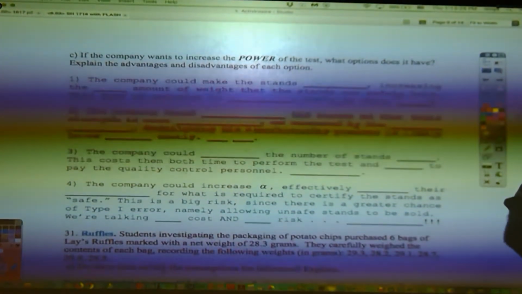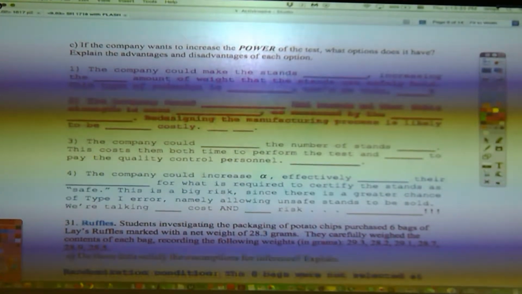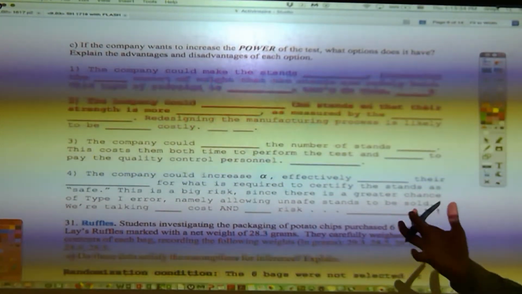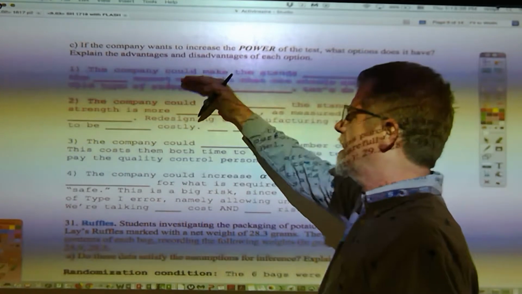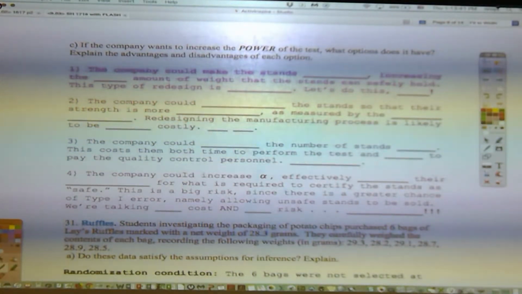Now, suppose they want to increase the power of the test. What options does it have? Okay, there's 4. And there's 4 crucial concepts behind these 4 parts of the problem. So let's take them one by one.